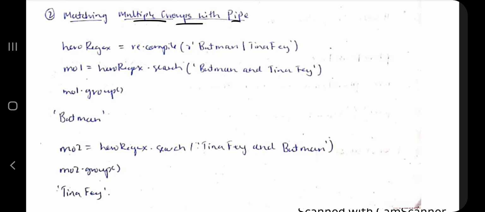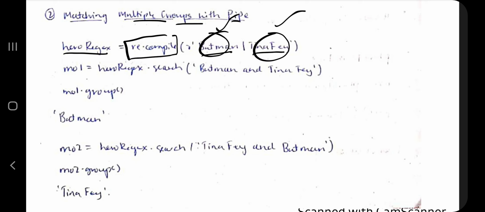Okay. So, sometimes we need to search more than one text in the main file. Suppose that here we have to search either Batman or Tina Fey. So, what I will do is create a variable here, inside that I will write re.compile, and the things which I want to search, either this one or this one, will be separated by a vertical line here, which is known as pipe. Okay. So, it will select either this one or this one from the main text.